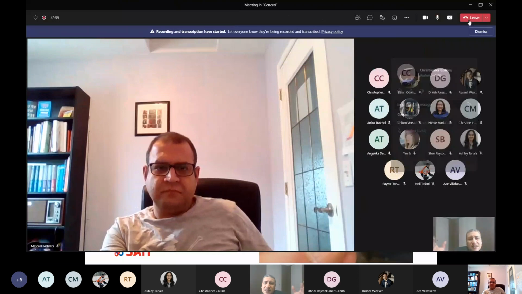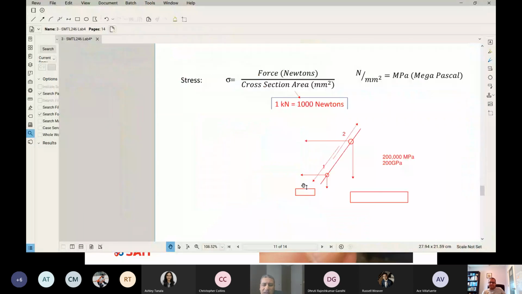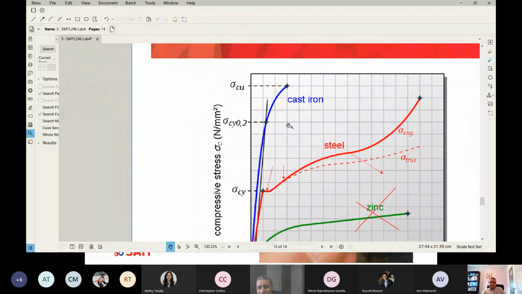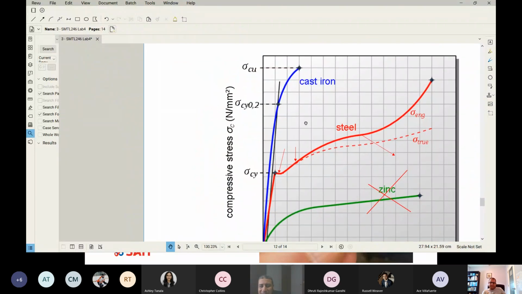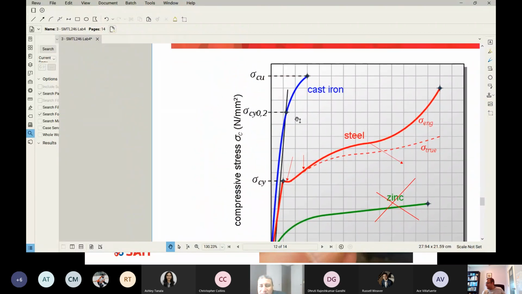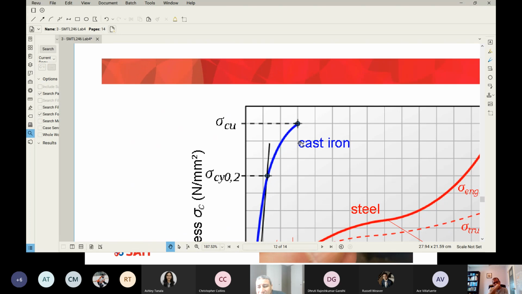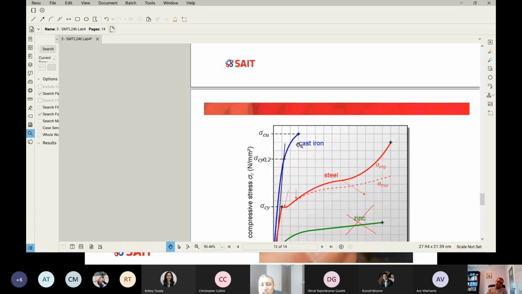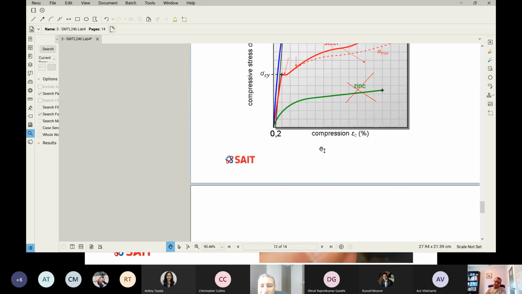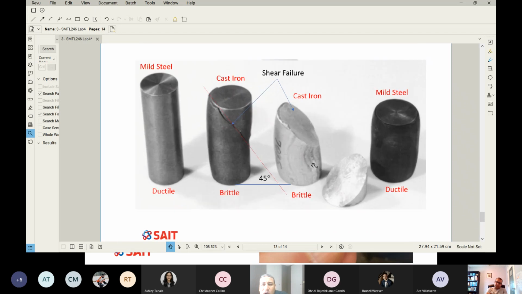Is that clear? So let's go to our curve one more time. Cast iron is not really very sexy. What happened is there is no yield. It just goes from zero, like the blue curve, and then finally collapses, because cast iron is a brittle material, and you will see a fracture just like you see in the next slide.